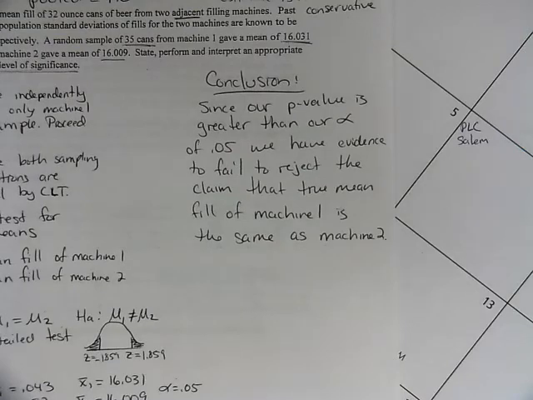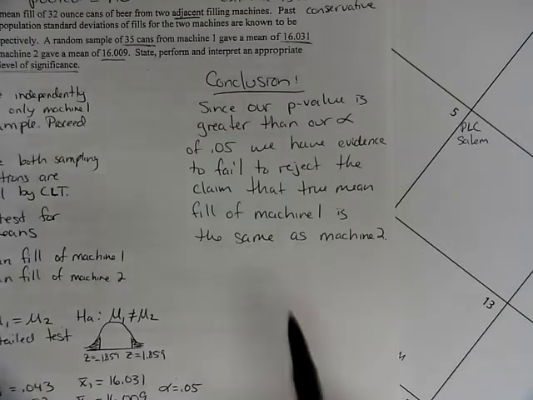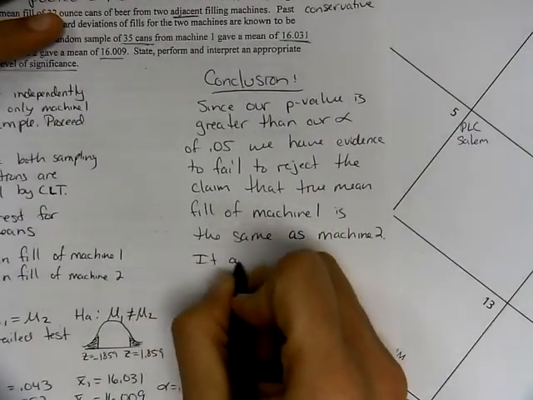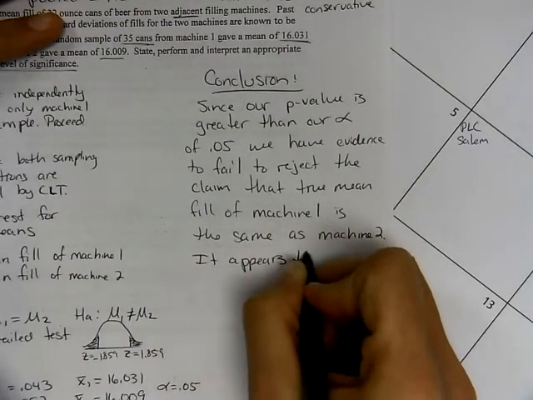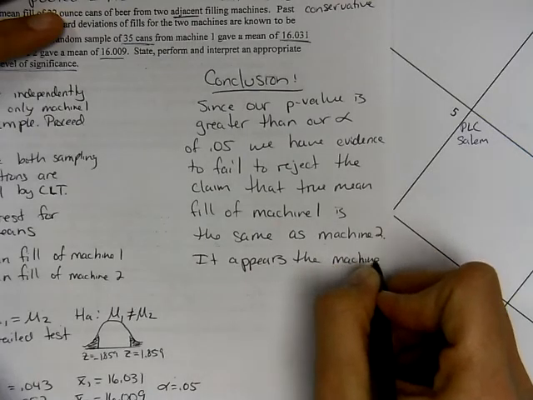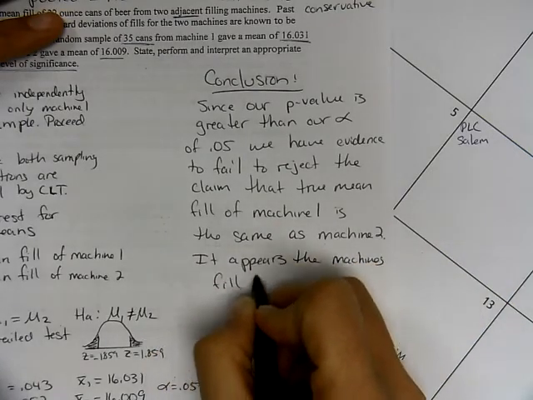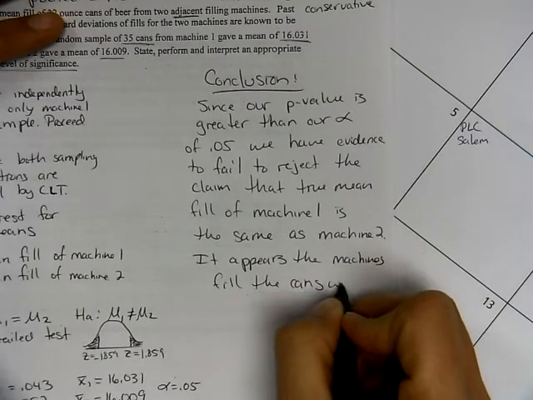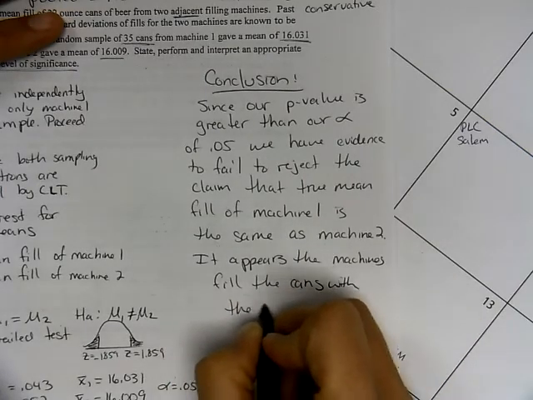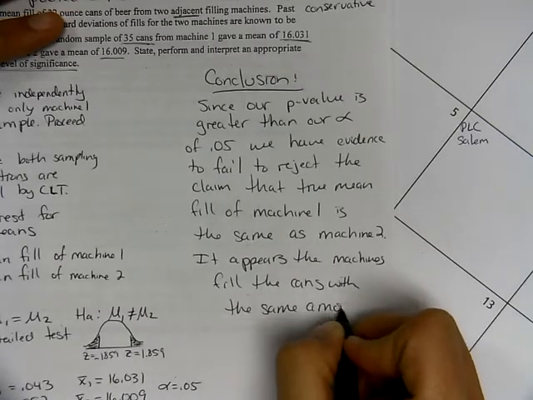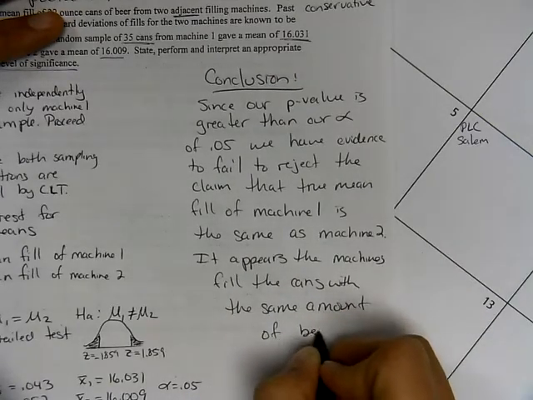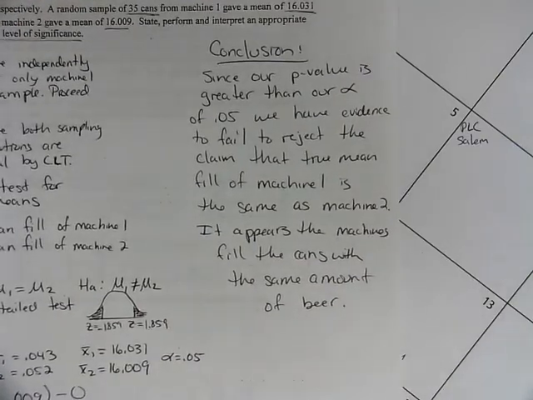With your second sentence, if you're sticking with the null, you should say they are the same. If you're going with the alternate, you could say they're different, one's greater than and one's less than. So it appears the machines fill the cans with the same amount of beer. Or answer the question. Okay.